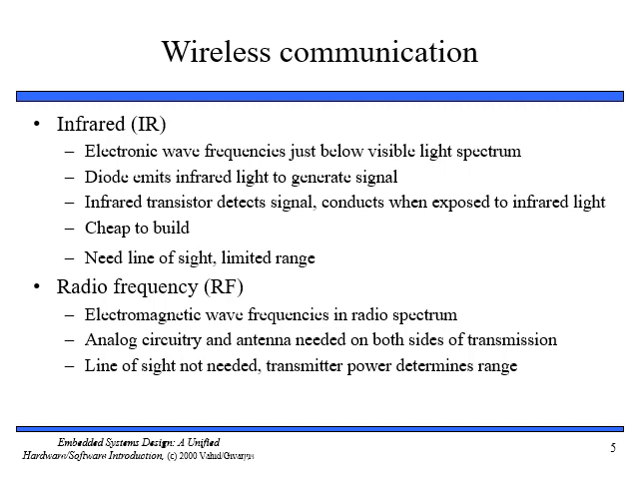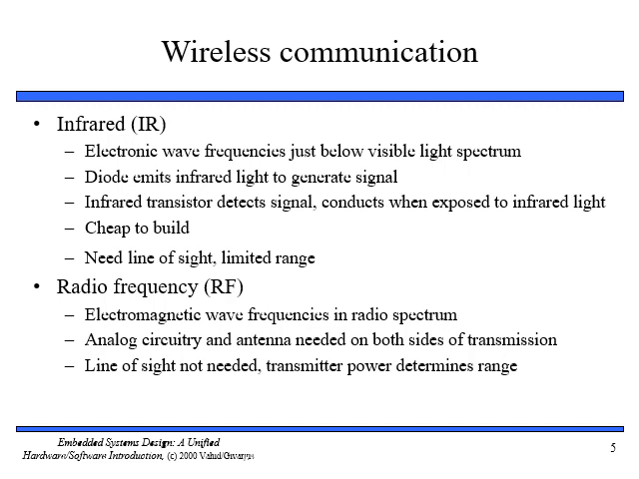Infrared is an electromagnetic wave with frequencies just below the visible light spectrum. A diode emits infrared light to generate the signal. An infrared transistor detects the signal, conducting when exposed to infrared light. It is cheaper to build, but needs line of sight, so it has limited range.